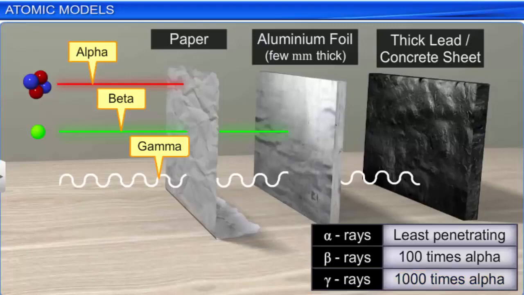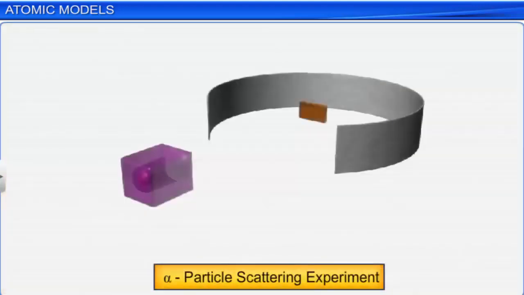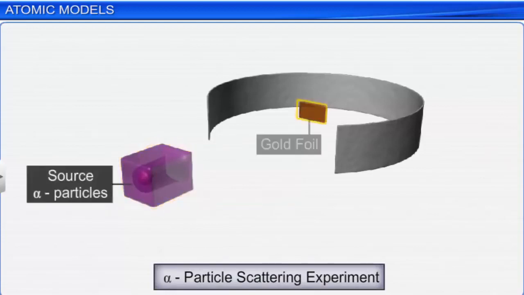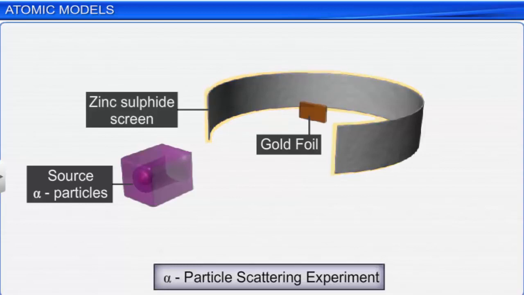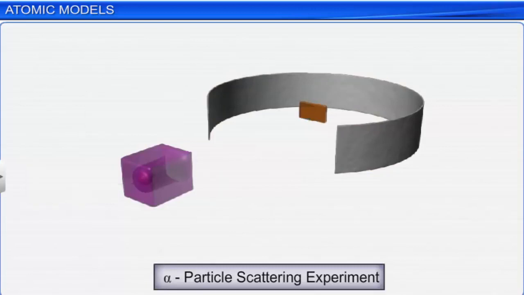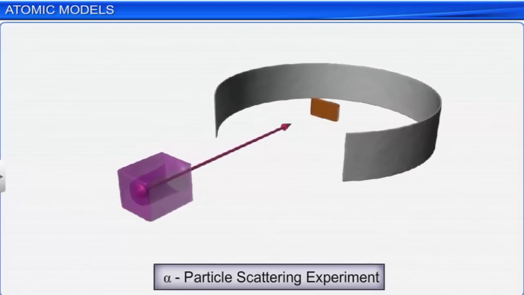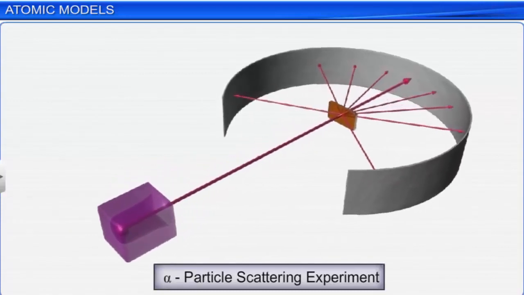Now let us move on to alpha particle scattering experiment. In this experiment, a stream of high-energy alpha particles from a radioactive source was bombarded on a very thin gold foil. The thin gold foil had a circular fluorescent zinc sulfide screen around it. Whenever alpha particles struck the zinc sulfide screen, a tiny flash of light was produced at that point.